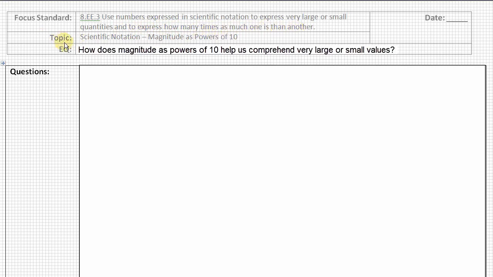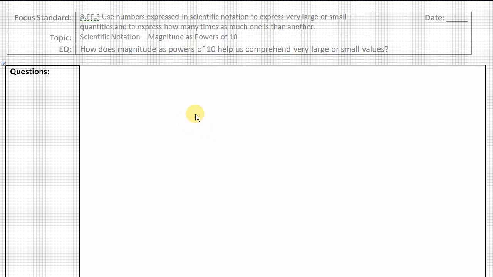So our topic today is the first lesson in scientific notation, and we're going to talk about magnitude as powers of 10. Our essential question today is, how does magnitude as powers of 10 help us comprehend very large or small values? So take a moment to copy this into your header along with today's date, set up your question column, and your note column.